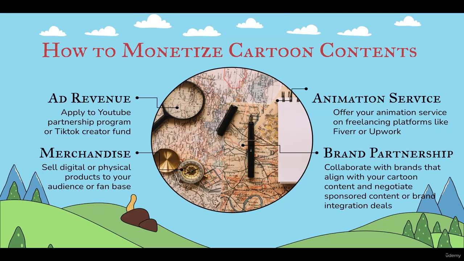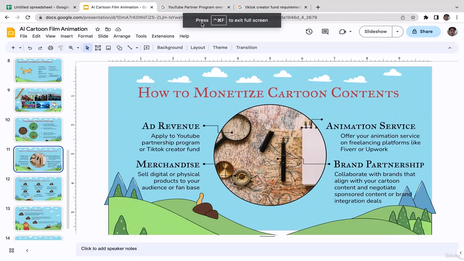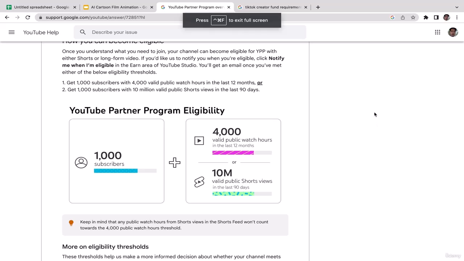Obviously, there are a few requirements that need to be met for you to be eligible to apply. So let's go to YouTube Partner Program. If you search for YouTube Partner Program requirements or eligibility, as you can see here, there are two different paths that you can choose. The first one is regular YouTube videos. If you choose that path, you need to have at least 1,000 subscribers and 4,000 valid public watch hours within the last 12 months, within the last year.